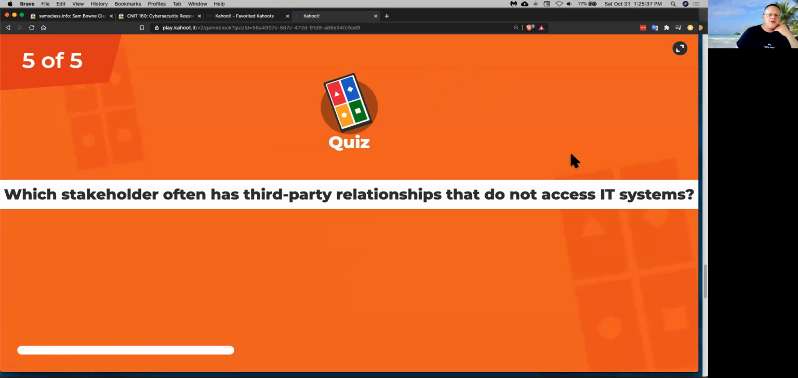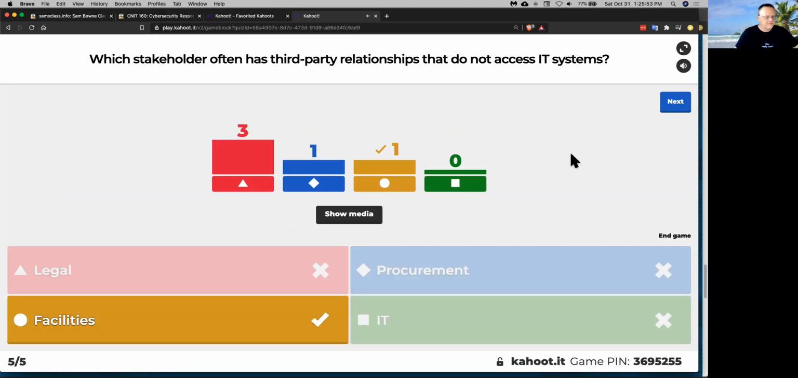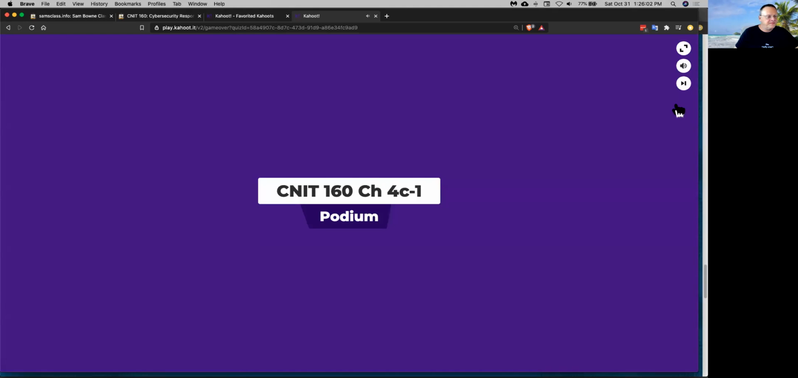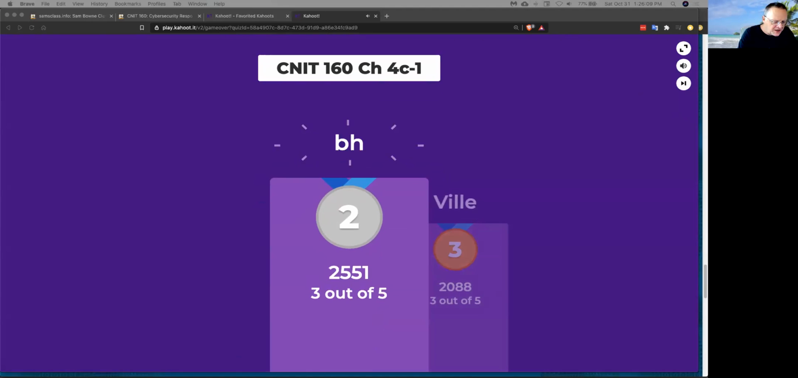All right, and what stakeholder often has third-party relationships that don't involve IT? That's facilities. Facilities hire people that come into your buildings and often have no access to IT, but they are an issue. All right. It was Target that got hacked because of the heating, ventilation, and air conditioning company.